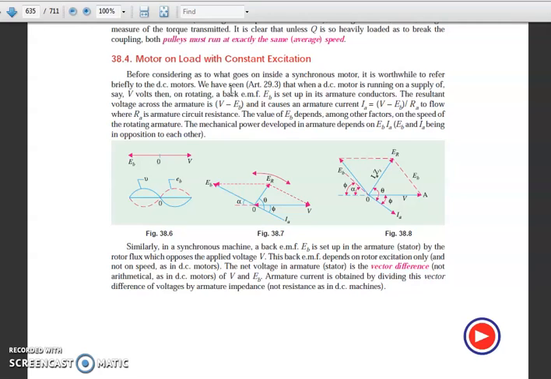Similar to your DC motor, back EMF is also produced in the synchronous motor. This back EMF Eb is set up in the armature, which we call the stator, by the rotor flux, and it opposes the applied voltage V.